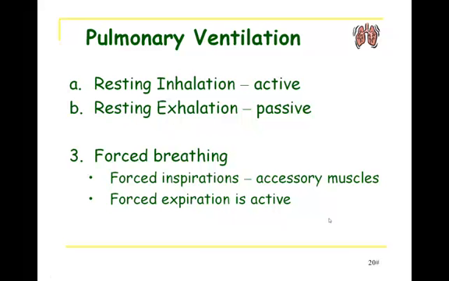When you do forced breathing, you're going to have to get some accessory muscles involved. In forced inspiration, you're just sitting here breathing normally, and I say, hey, get as much air in your lungs as you possibly can. You're going to need accessory muscles to make the thoracic cavity volume even bigger, so that pressure in the lungs drops even more and you can get even more air into your lungs. So think about what types of muscles may be involved.